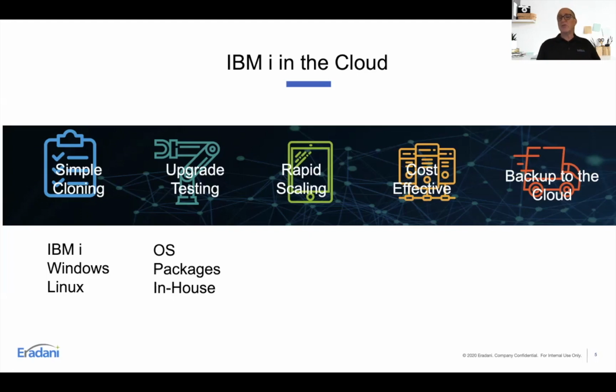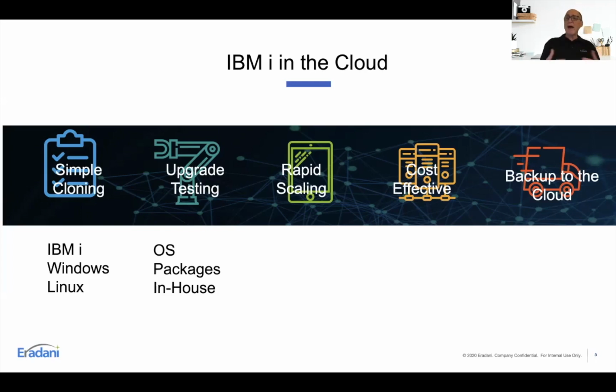Same thing is true if you're receiving packages from a software vendor. When you get a new release of the package, you can simply create a new instance of your environment, run the upgrade of the package, make sure everything works, and then upgrade your production environment. Or even if you're just making changes to your IBM I systems, you can say, I want to create a copy of my IBM I production environment, and then run the upgrade, install those new changes, and see if everything works.